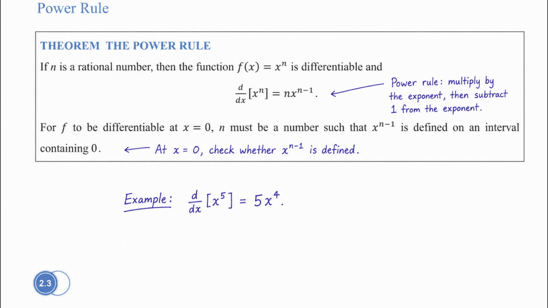Now, the slide also mentions something important. To be differentiable at x equals 0, we need to make sure the resulting expression, x to the power of n minus 1, is defined there. For example, if n equals 5, then the derivative is 5 times x to the power of 4, which is fine at x equals 0. But if the exponent leads to a negative power that is undefined at 0, we need to be careful. So the power rule is one of the main tools we will use again and again.